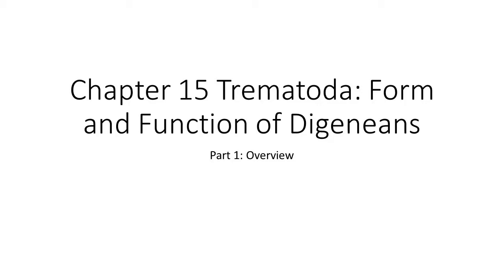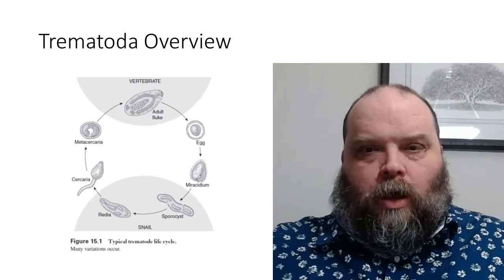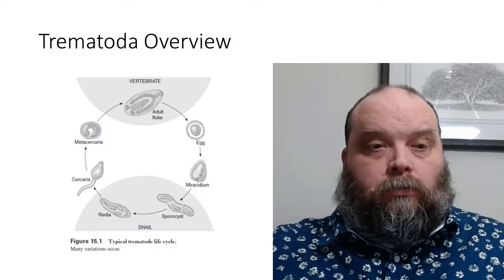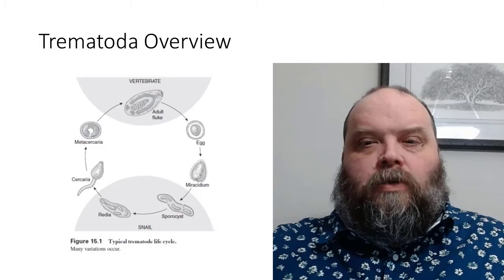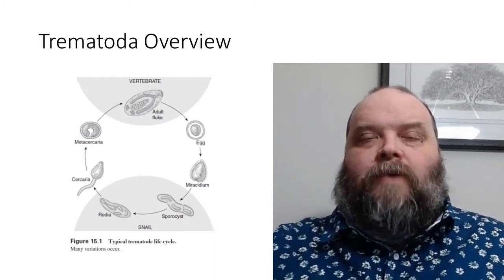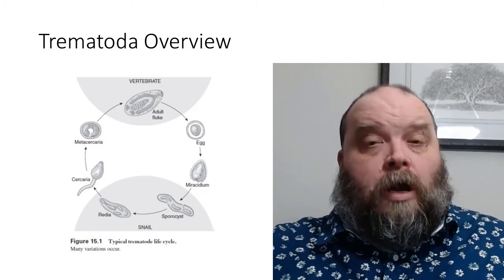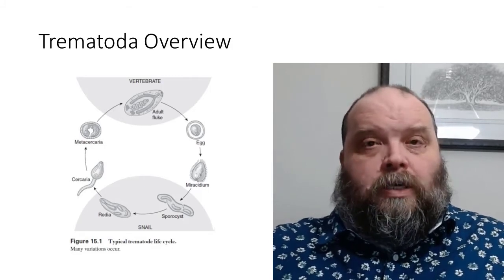Chapter 15, Trematoda, Form and Function of Digeneans. Part 1, Overview. When you look at the life cycle here of the Trematoda, what you see is a series of developmental stages. There's going to be larval stages, juvenile stages, and adult stages.